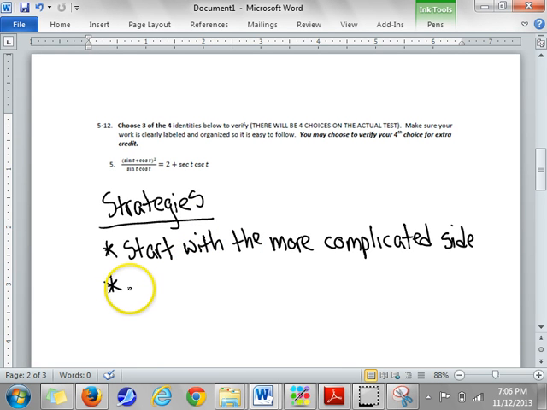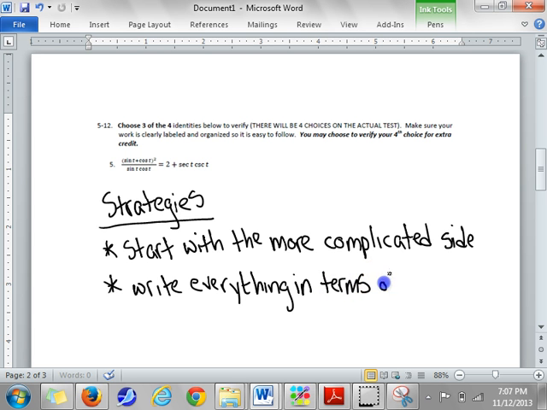Again, another strategy, write everything in terms of sine and cosine. And that's not necessarily the next step that I would do with every single one of these. There might be some things that are easy to do before you go to write everything in terms of sine and cosine. Like with number 5 there, well, I guess the numerator is already written in terms of sine and cosine. But even if it wasn't, I might expand this out first before writing everything in terms of sine and cosine. It just depends on what would seem to be most convenient for me.